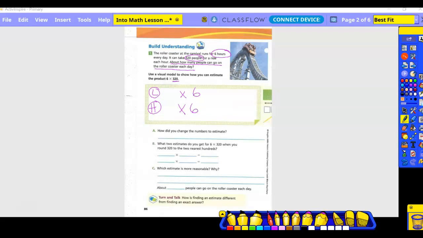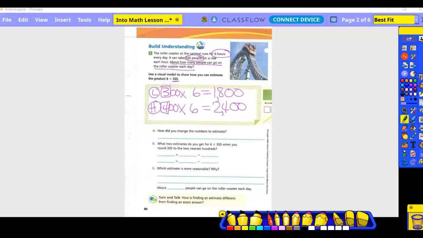Now we're going to look at the 320. What is a low estimate, 300 or 400? 300, and the high would be 400. So we're going to put 3 in a box. 3 times 6 is 18, and add 2 zeros. Then we put 4 in a box. 6 times 4 is 24, and add 2 zeros, so 2,400. How did you change the numbers to estimate?